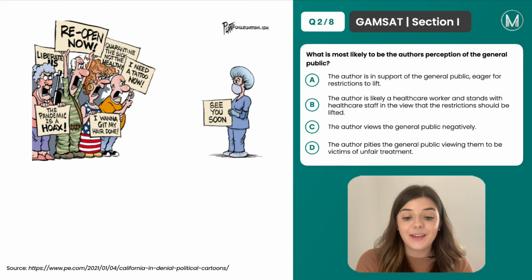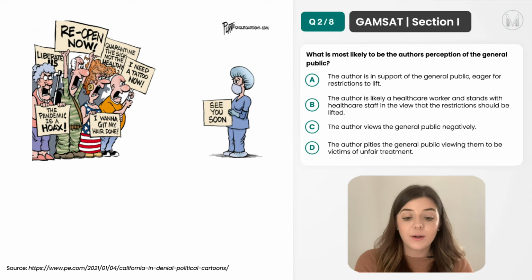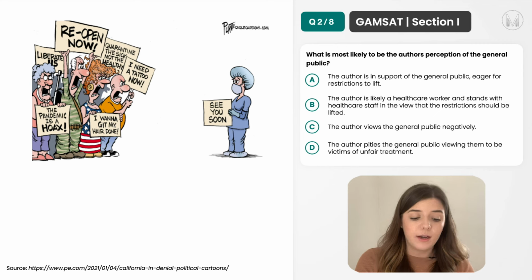Moving on to question 2. Again, if you'd like to pause the video at this point and have a go at answering question 2. Question 2 asks, what is most likely to be the author's perception of the general public? Already from just interpreting the cartoon, we get the feeling that he's mocking the public. The way that he's portrayed them to be very angry, and the text he's used on the signs all represent menial and quite trivial tasks, such as tattoos, getting your hair done. So he's definitely mocking them, and we get the sense that he does not agree with them.